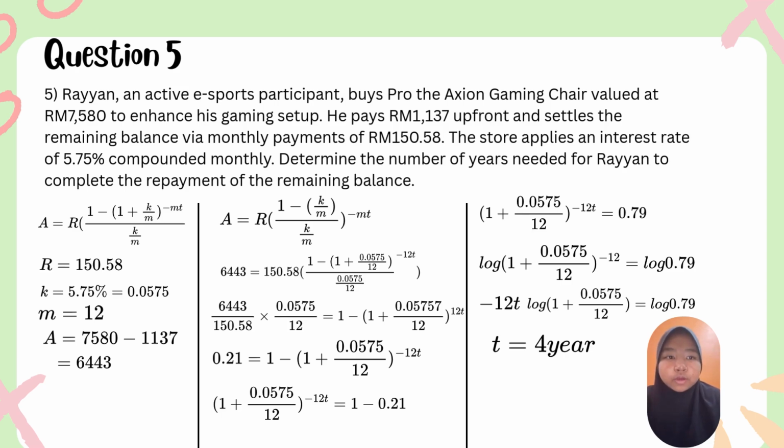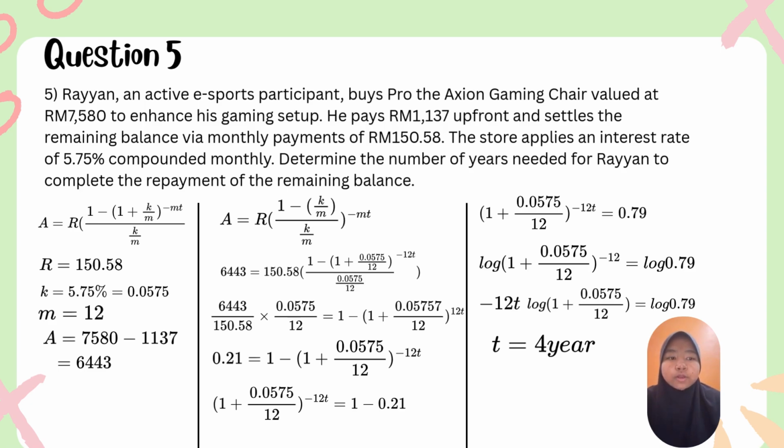For question 5, Ryan buys a Pro Asian gaming chair priced RM7580. He pays a down payment of RM1137. So first, we calculate the remaining balance. The remaining balance is RM7580 minus RM1137, which equals RM6443. Next, Ryan pays the balance through monthly installments of RM150.58 with an interest rate of 5.75% per year compounded monthly.